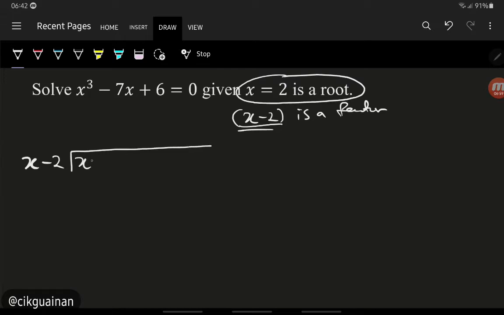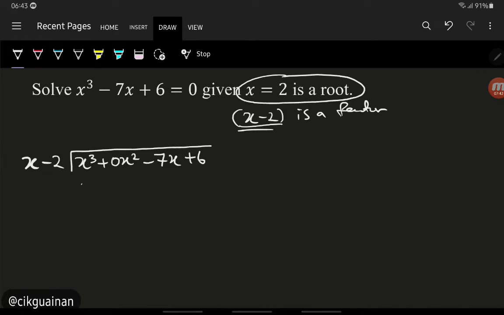Right over there, we write this line: x cubed plus 0x squared minus 7x plus 6. Why do I write 0x squared over here? Because I want to leave some space for the coefficient of x squared. In long division, we have to arrange them according to the power: x cubed, x squared, x power 1, and x power 0. Otherwise, you will get confused some more.